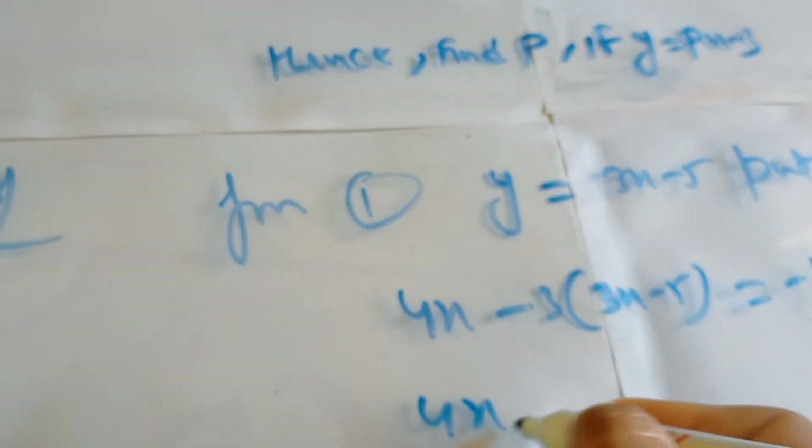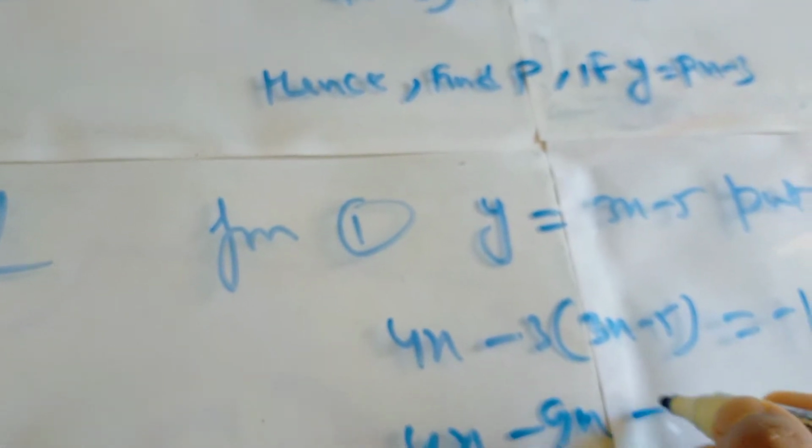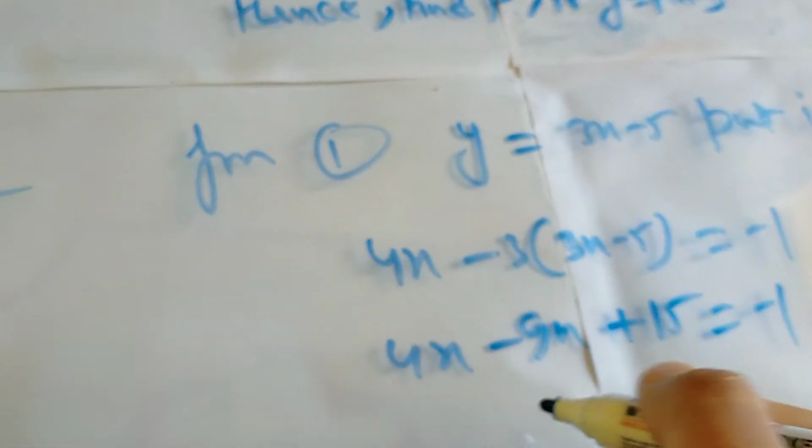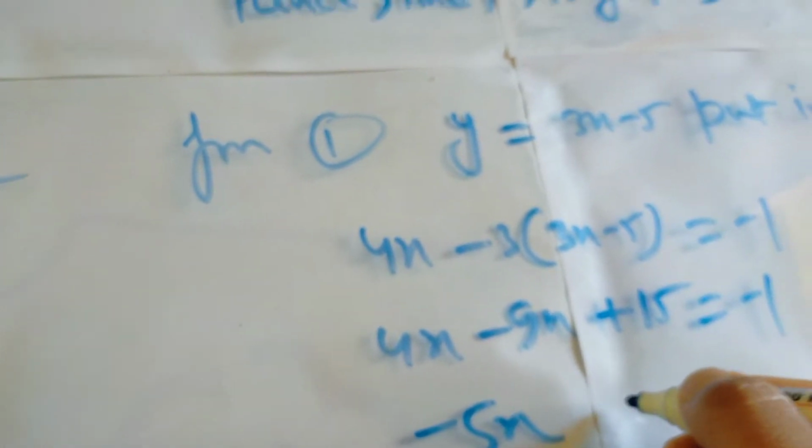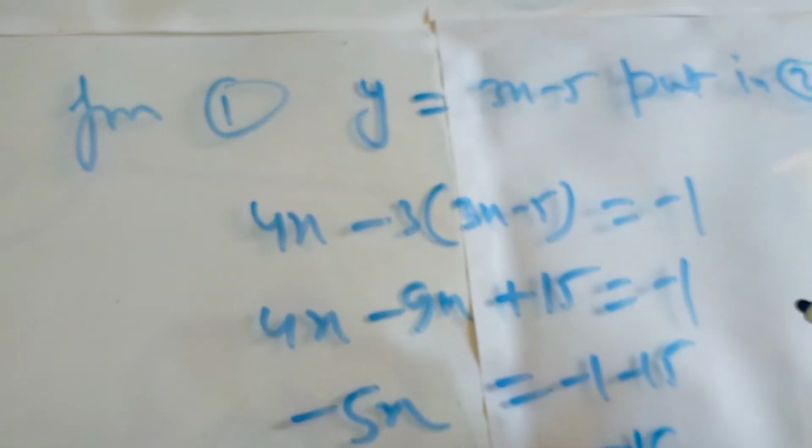So it will give 4x minus 9x plus 15 is equal to minus 1. So it is minus 5x. It will be minus 1 minus 15. So finally it will be this, minus 5x is equal to minus 16. So this minus and minus cancel, so the value of x will be 16 upon 5. So x we got, x is equal to 16 upon 5.